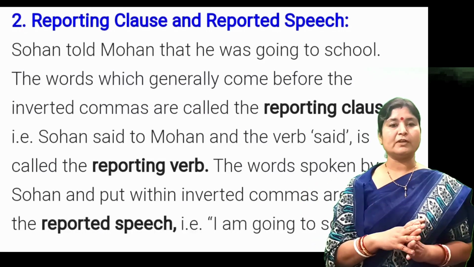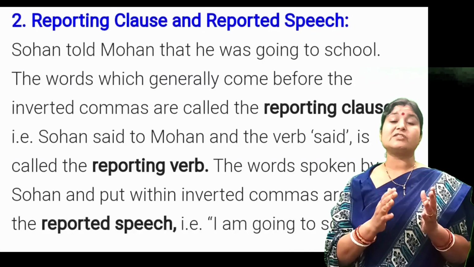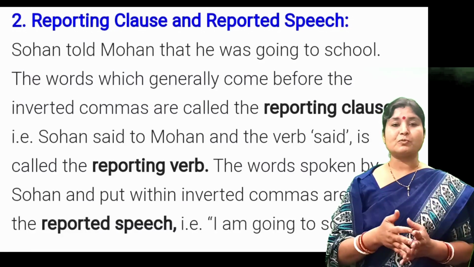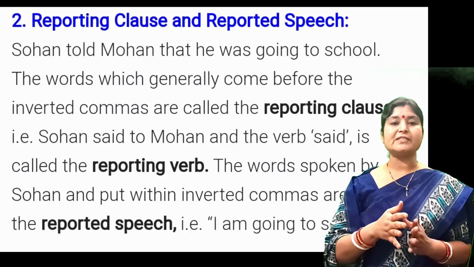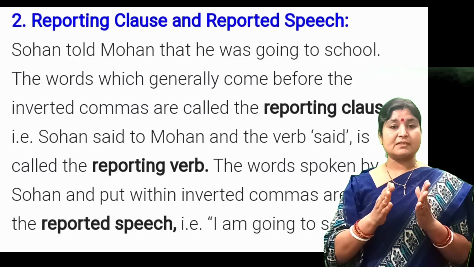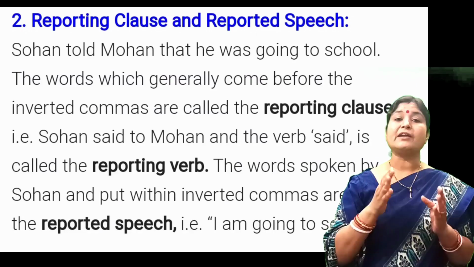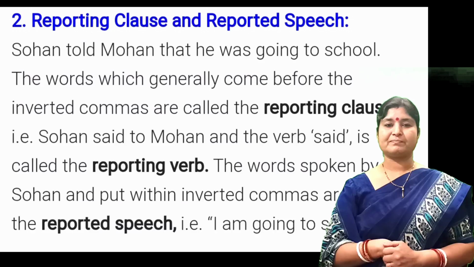Sohan said to Mohan, this is known as the reporting clause. Said is known as the reporting verb. And "I am going to school" is known as the reported speech. So always remember, the words put within the inverted commas are known as the reported speech.